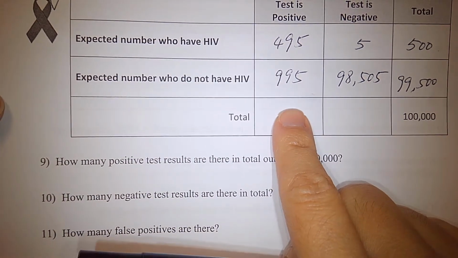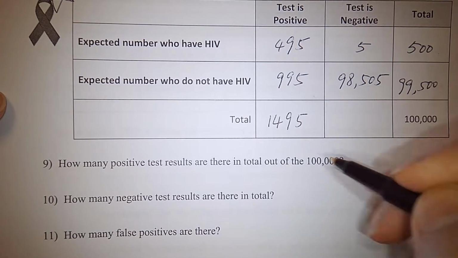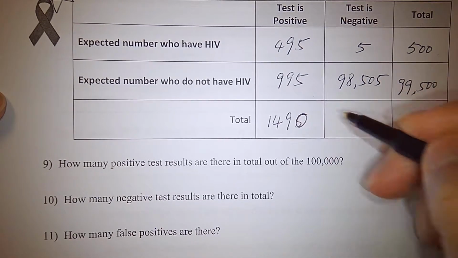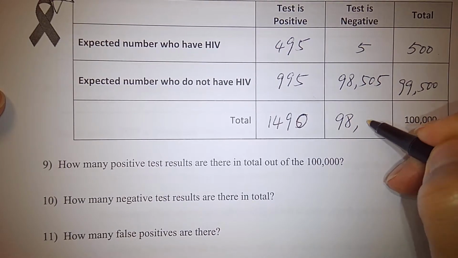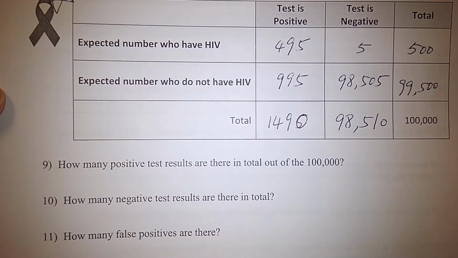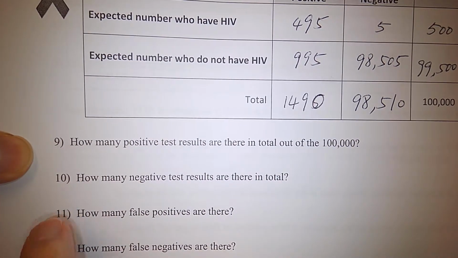Here we should get what? 1490. And here, add these two up, give us what? 98,510 people, right? So these also answer questions 9 and 10.